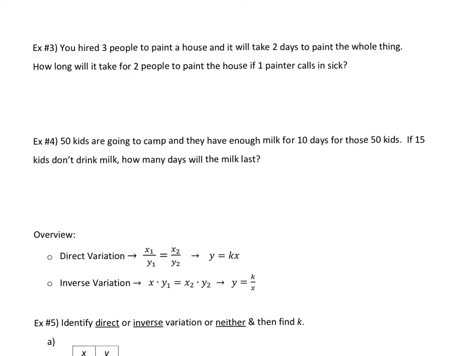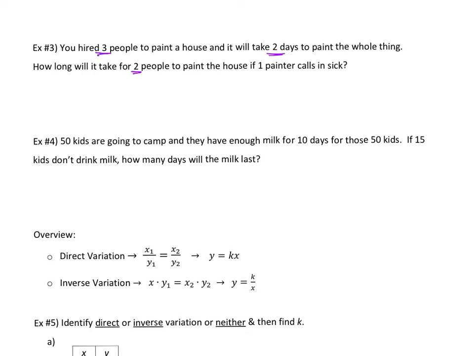Here's what we are doing with this. So example 3 here, it says you hired 3 people to paint a house, and it will take 2 days to paint the whole thing. How long will it take for 2 people to paint a house if one painter calls in sick, okay? So 3 people for 2 days, how long will it take 2 people if one of them calls in sick. So our number of people is going down, but think about what this means. If you have less people, it's going to take longer, right?